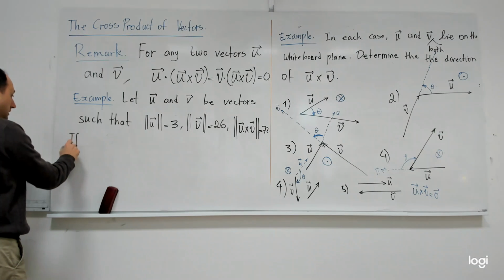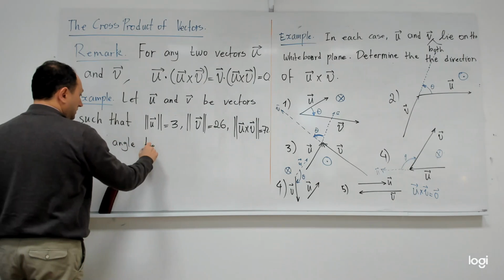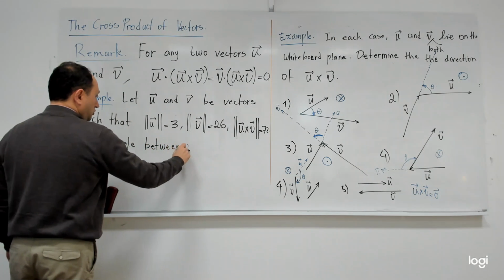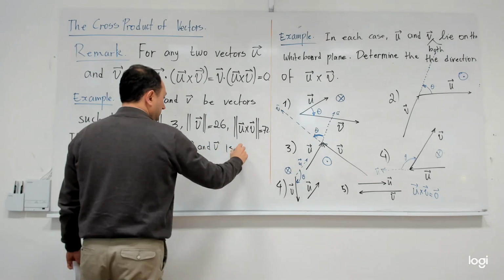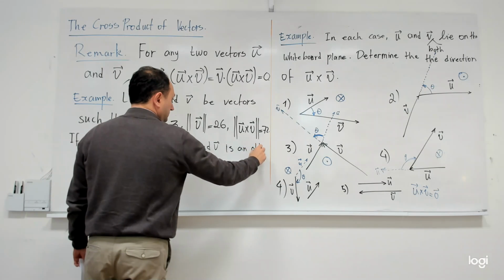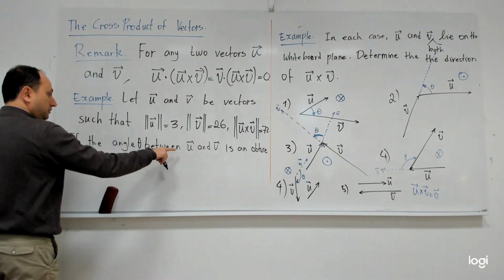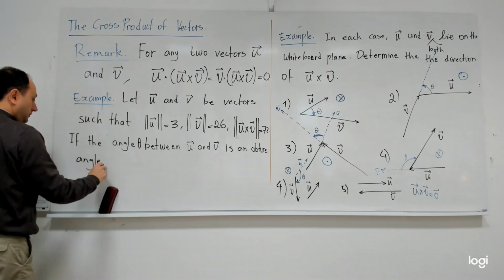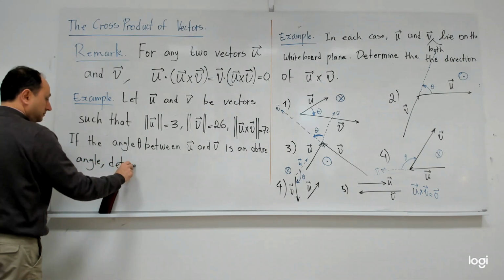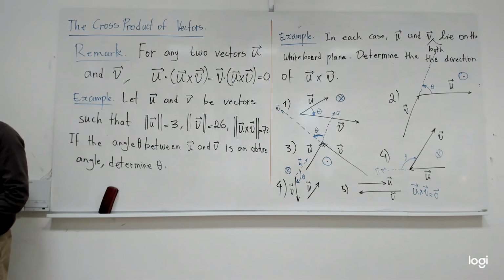If the angle theta between u and v is an obtuse angle, determine theta. Okay? Do you want to give it a try? I think it's easy. So please try to do it yourself first.